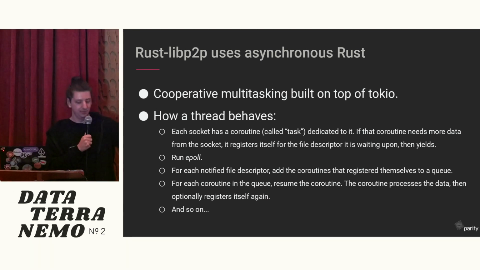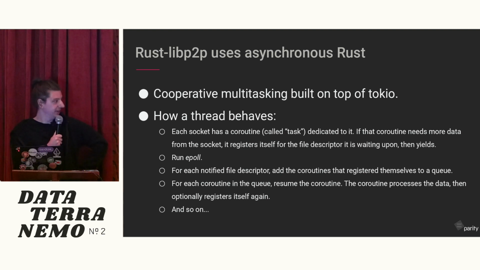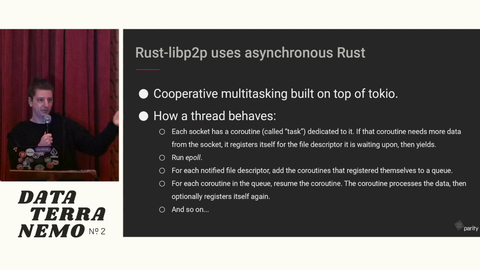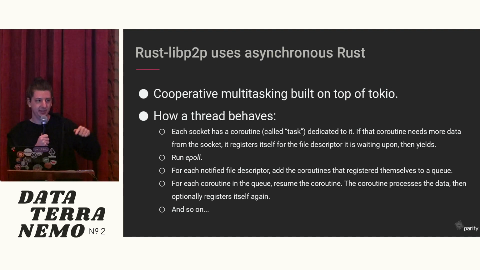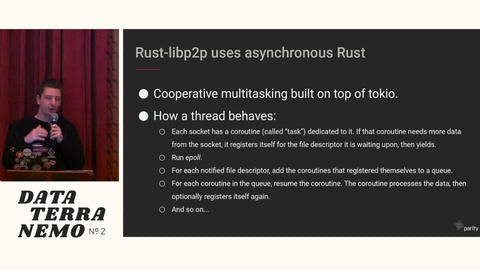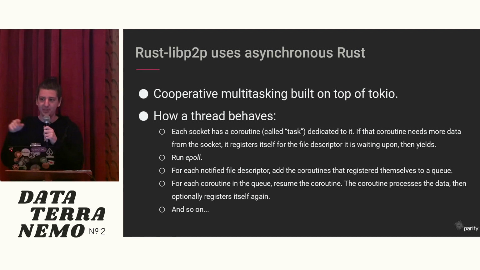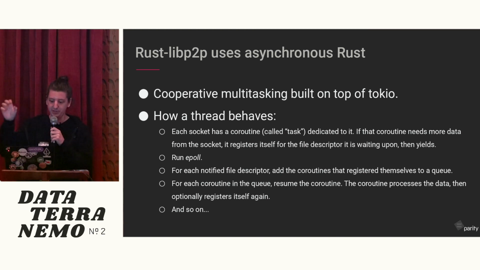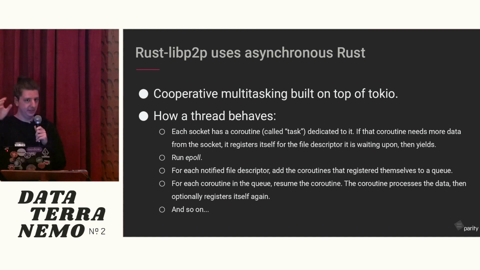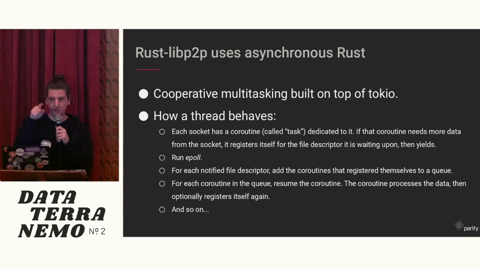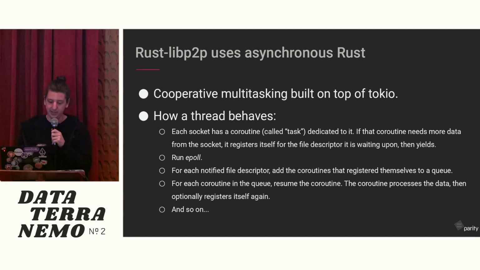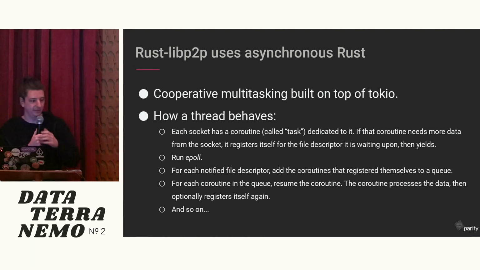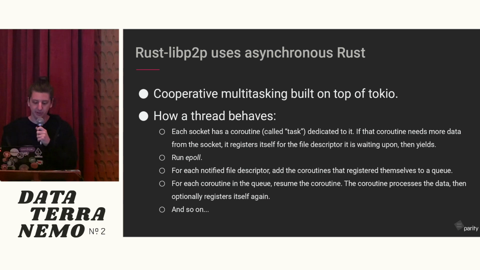Then the thread runs epoll and looks at the result of epoll. For each descriptor that epoll says has data available, we look up the corresponding tasks. Hey, these tasks were waiting for data. We add these tasks to a queue of tasks to execute. Then the thread pulls things from the queue and runs the coroutines, which register themselves again if they need more data, and so on. We loop like that forever until nothing's ready anymore, and then we wait and run epoll.